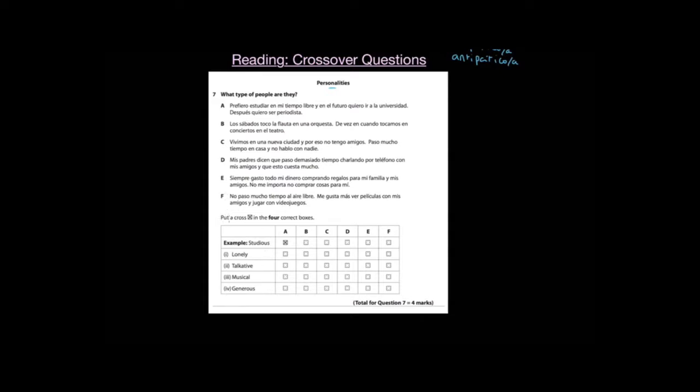So what I need to do is put a cross in the 4 correct boxes. And we've got here as an example that someone has described themselves as studious, and that's already been crossed out. This is already a cross, and I know that's A. So I'm going to cross A out because I'm not going to need that. That doesn't mean that I'm not going to read the example, okay? Because looking at exactly how they've done it is important so that I understand and follow the same procedure. But I'm not going to need A.